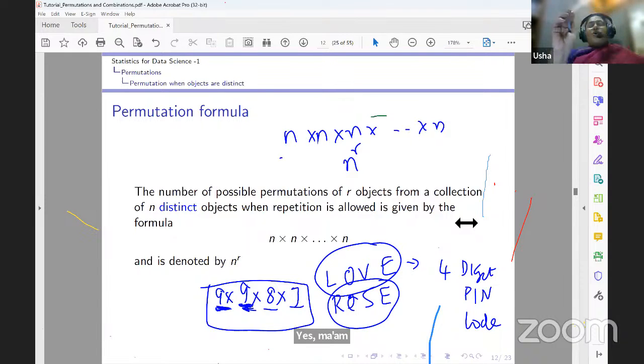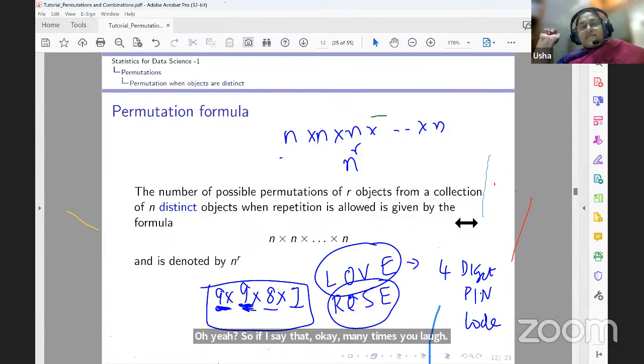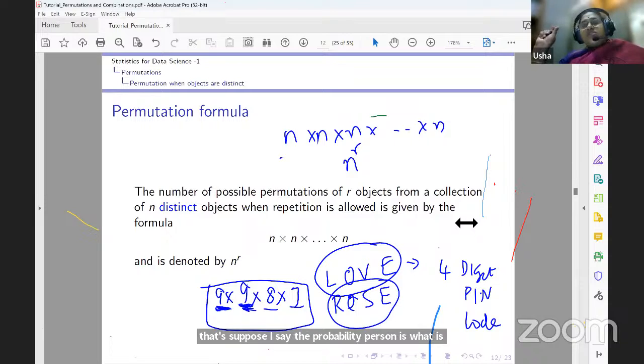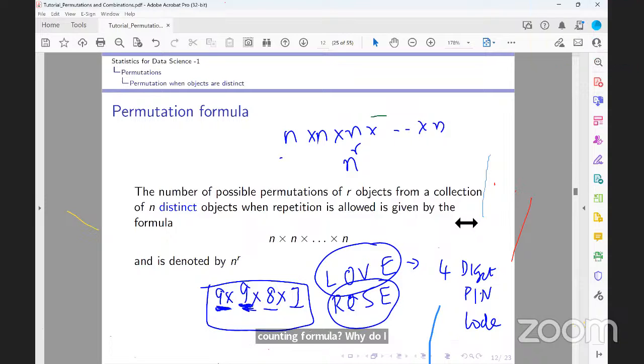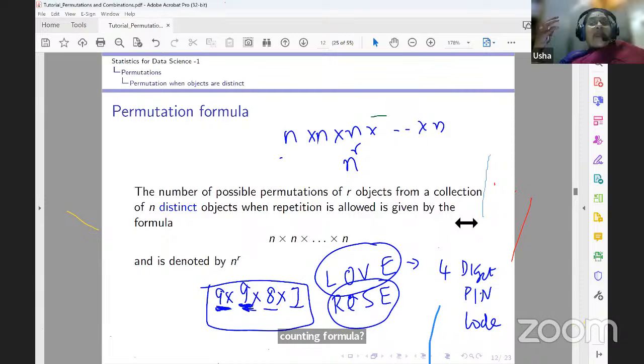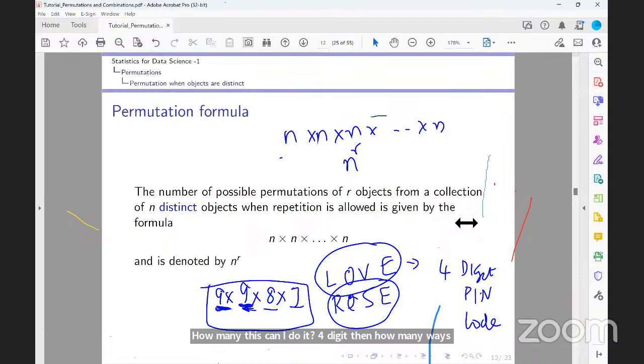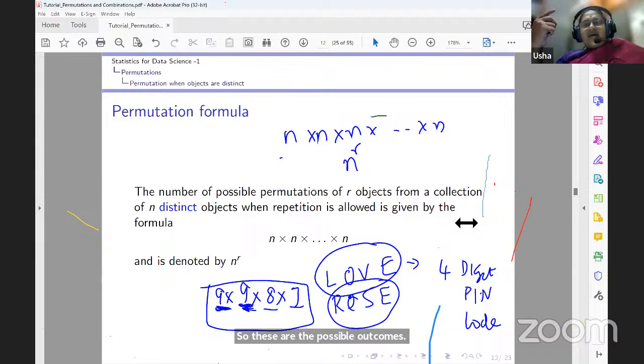In probability, suppose the experiment is to create a 4-digit code. How many ways can I do it? 4-digit PIN. How many ways can I do it? I can do it in this many ways with repetition. So these are the possible outcomes. Right, so you have created a 4-digit PIN. What is the chance that you'll get it correct? One chance over that, there can be only one correct PIN, right? Is it clear?